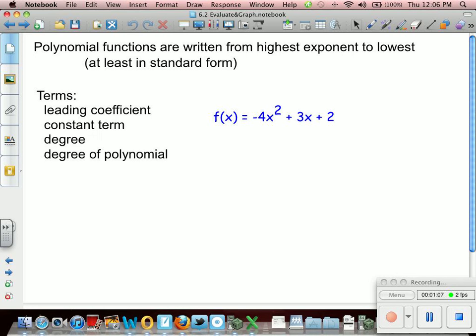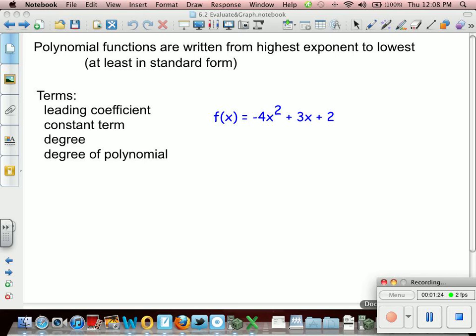The variable does not affect it. The degree of each term and the degree of the polynomial.